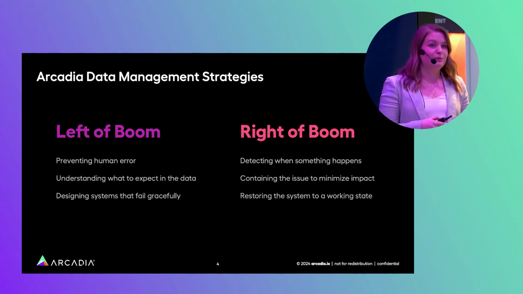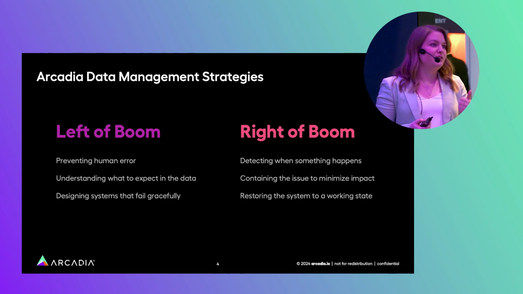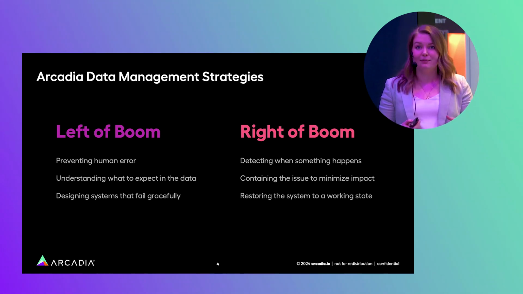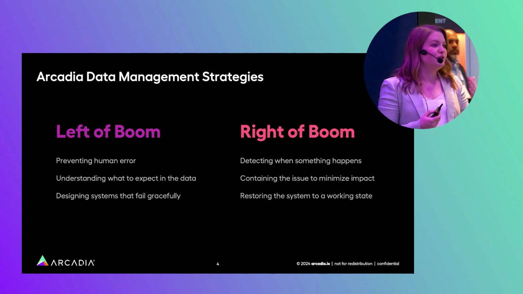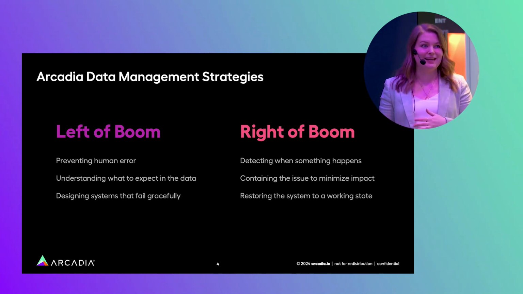So you have left of boom strategies to prevent an issue from happening in the first place. And these fall into three major buckets. There's preventing human error, which you can do by automating repeatable tasks. You can do it by having very clear operating procedures and checklists so that the opportunity for a human to make a mistake in operating that data and manipulating that data is as low as it can be.